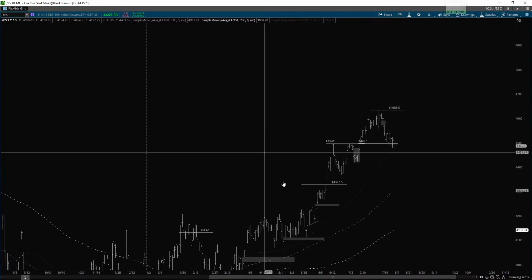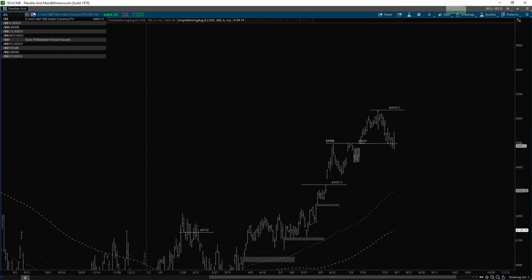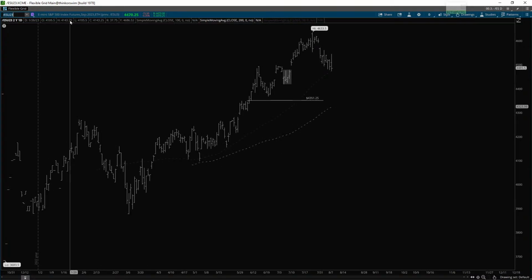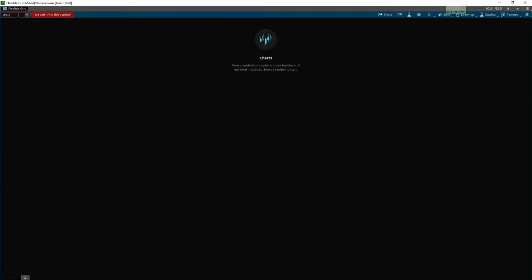Because if you see, for example, let's check this, the current contract. There's no gap here. Can you see?